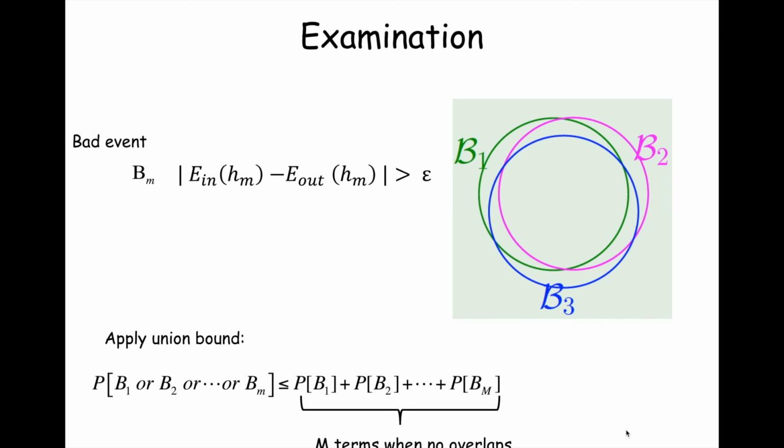Now, of course, a particular bad event corresponds to a particular hypothesis having a really bad occurrence happen, meaning that E in diverges from E out. So in this diagram, and this is in the book, let's call this the mth bad event, the event where E in and E out diverge from one another.